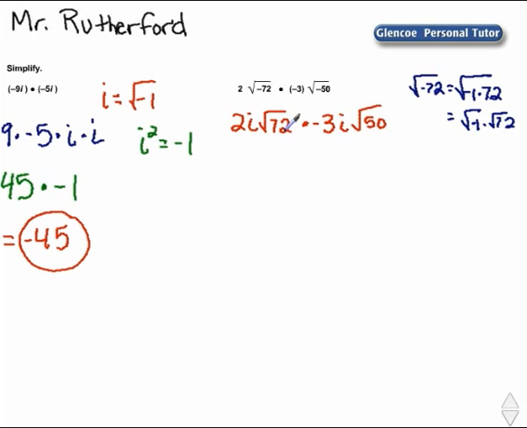So now we have a positive integer underneath the radical. So let's go ahead and group the parts that are similar. Here on the outside we have 2 and negative 3. 2 times negative 3 is negative 6. Next we have i times i. In the last example we said that i squared was equal to negative 1, so I'll write times negative 1. Then we have our square roots, and we have 72 times 50.